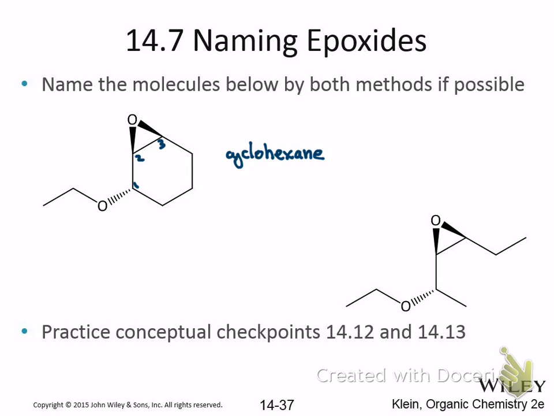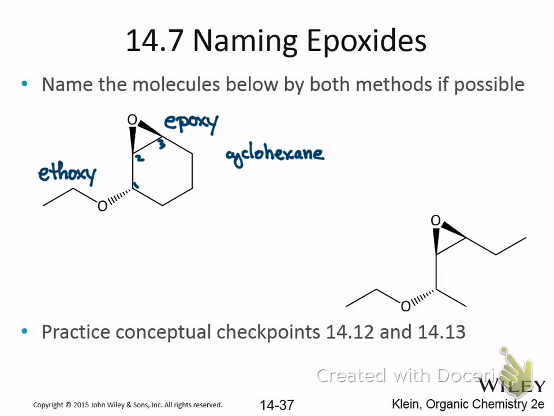And it could be between 1 and 2, or it could be between 2 and 3, depending on which way you number it. The epoxide could be 1 and 2 or 2 and 3, depending on where you start the numbering, right? So this is an epoxy group, and this is an ethoxy group. So it's tied, sort of, like which way you number it from.